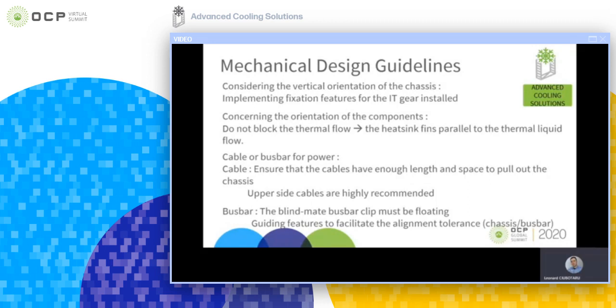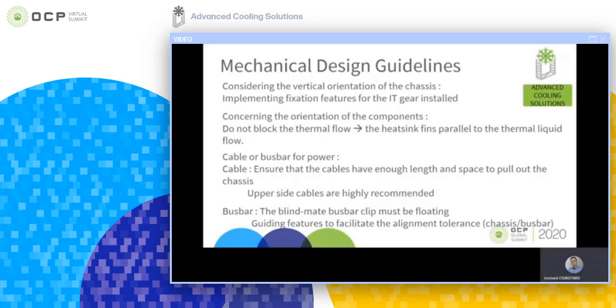Components positioning. The components should be positioned in such a way as not to hinder or block the thermal flow, or otherwise said, the movement of the immersion liquid. The positioning should allow the most surface contact in the direction of the liquid movement. For example, the heatsink fins should be parallel with the thermal liquid flow.